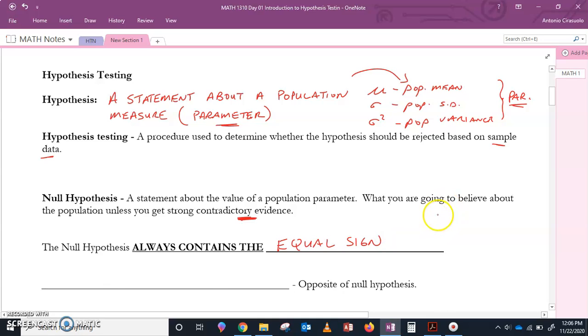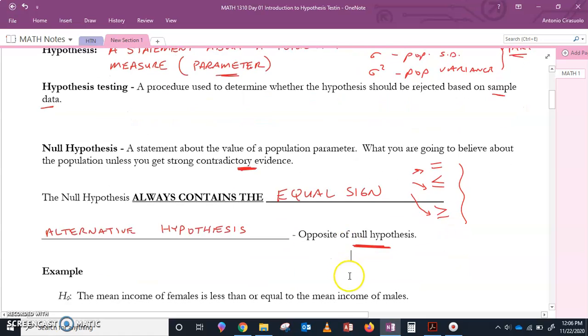Now, by equal sign, we have situations where it's strictly equal to, less than or equal to, or greater than or equal to. But in all these cases, the equal sign is included. The alternative hypothesis is the opposite of the null hypothesis.